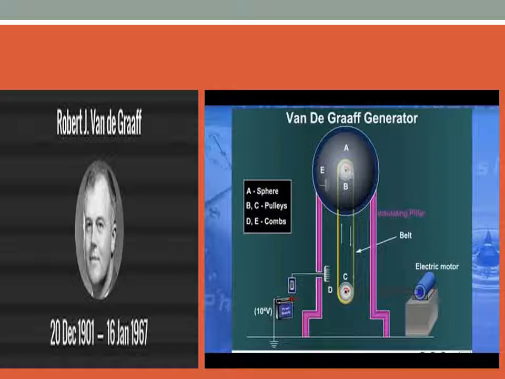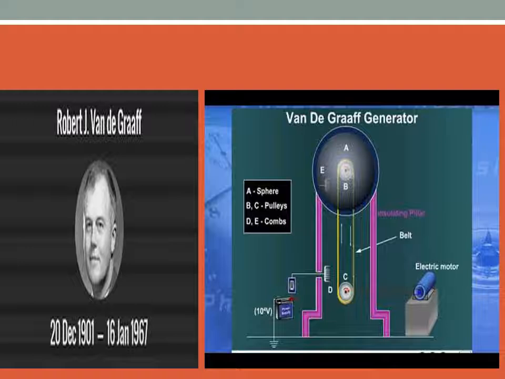Now the construction part. It consists of a large hollow spherical conductor A, and inside it you have a pulley B which is mounted at the center of the hollow sphere, and another pulley C is fixed at the bottom. Now a belt runs around these two pulleys, which is made up of either silk or rubber. Now the pulley C is driven continuously by an electric motor. You can see that. Now two comb shaped metallic conductors E and D are fixed near the pulleys, one at the top and the other one at the bottom.